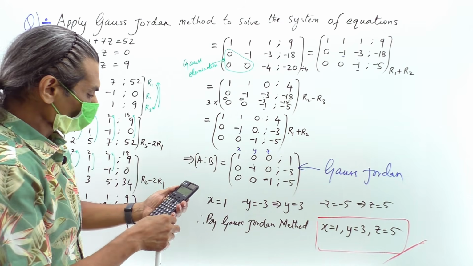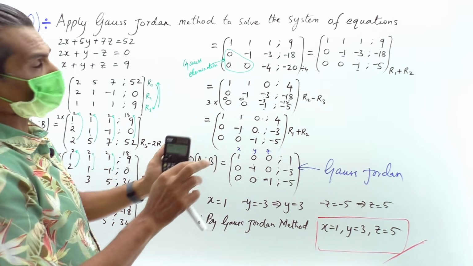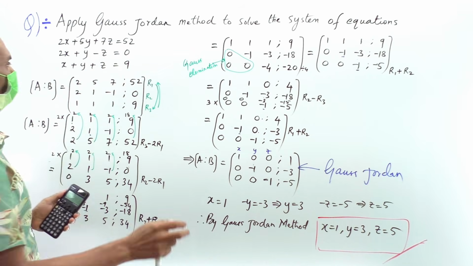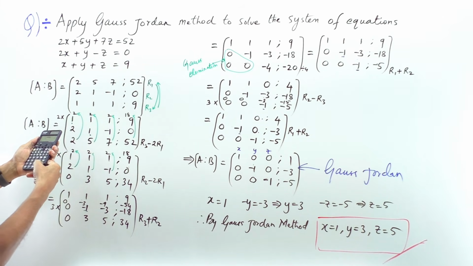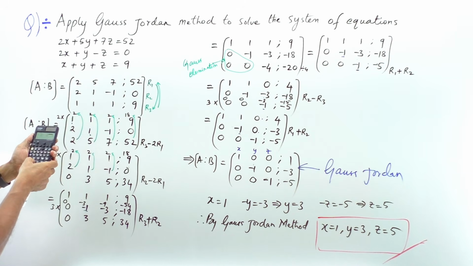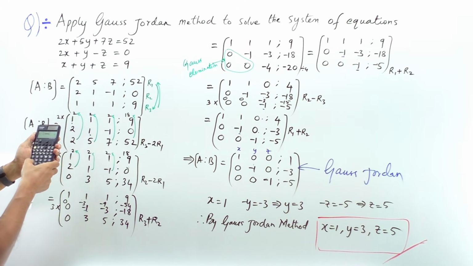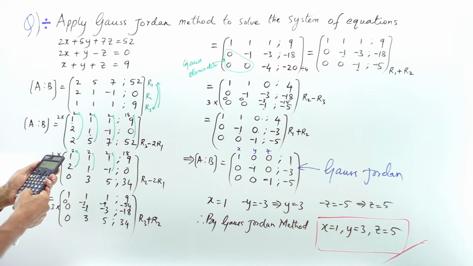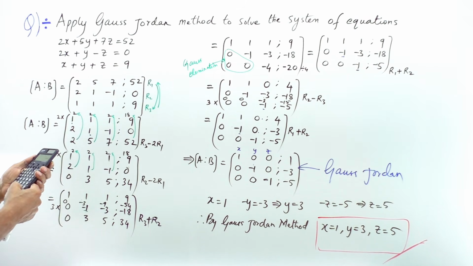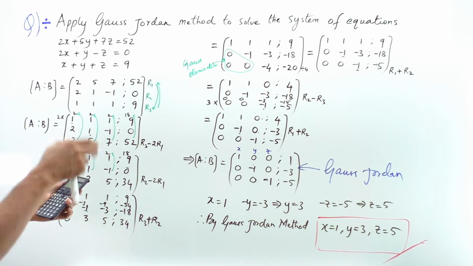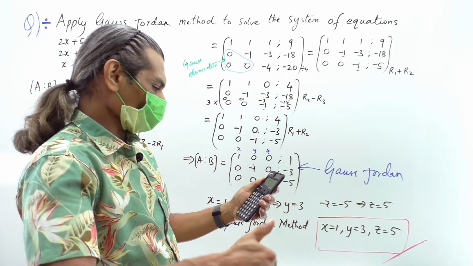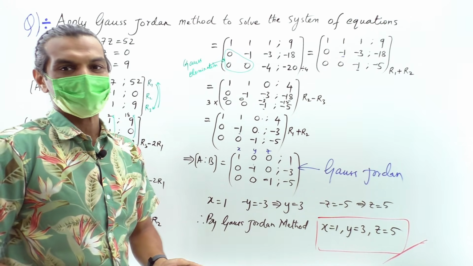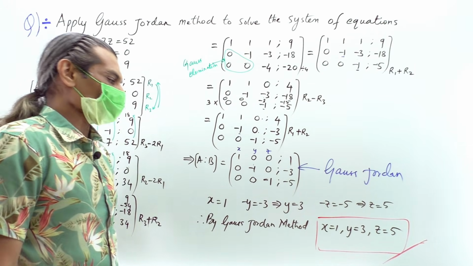We are solving the system of simultaneous equations here with 3 variables. So put in all the constants: 2, execute, 5, execute, 7, execute, 52, execute, 2, execute, 1, execute, minus 1, execute, 0, execute, 1, execute, 1, execute, 1, execute, 9, execute. So we get the answers: x is equal to 1, y is equal to 3 and z is equal to 5. 150% perfect. This is how we solve and verify.